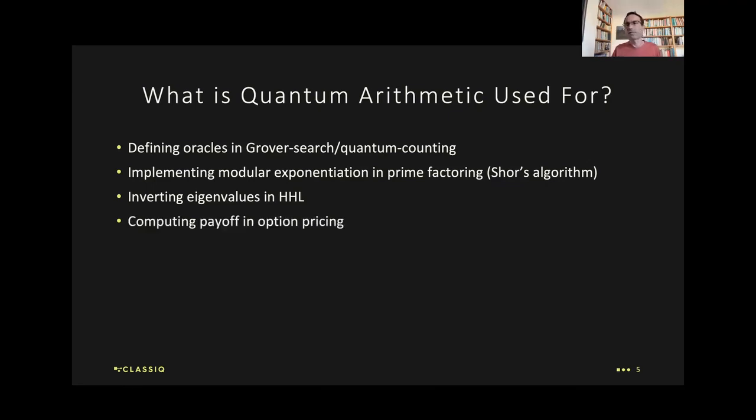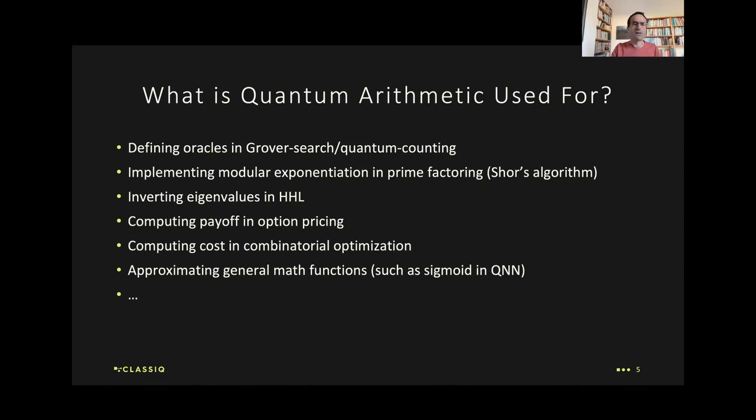We use a lot of arithmetic in all of the finance applications, specifically to compute payoff for options. Again, all of this in coherent arithmetic. So we compute the payoff over a long period of time. There's combinatorial optimization, which is something slightly different. I won't get into that, but that's also arithmetic over quantum variables, and a whole bunch of other examples.